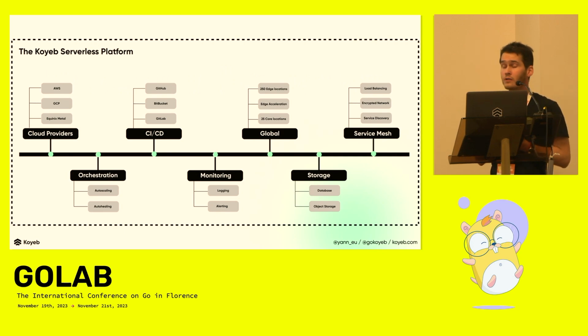To give you some additional context, we're abstracting a bunch of functionalities. We'll not go over all of them in detail because it would be too long. We're abstracting cloud providers. We're also taking care of the build system, so we're building your application from a repository. And we're deploying across several locations, so we're global. We're providing a service mesh.